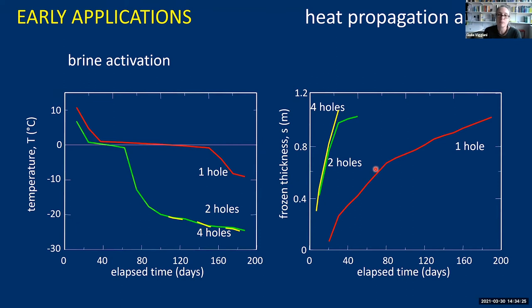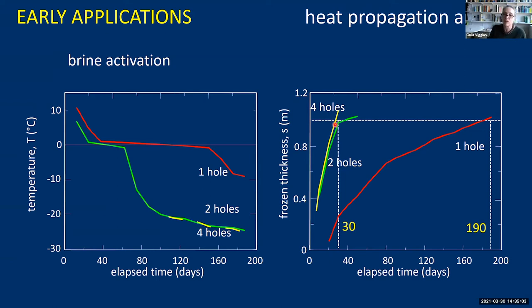If you do the same thing with brine, so this is brine activation, the process is much slower. It's the same diagrams, temperature and thickness as a function of elapsed time. The process is much slower. Again, one hole is completely different from two and four holes that are exactly the same. Because the process is much slower, you can read the latent heat release when there is freezing. So there is this kind of plateau at around 0 degrees centigrade. And in this case, if you use one hole, it takes more than 3 months to create a 1 meter thick cylinder. Whereas if you use two or four holes, this time goes down to about a month.